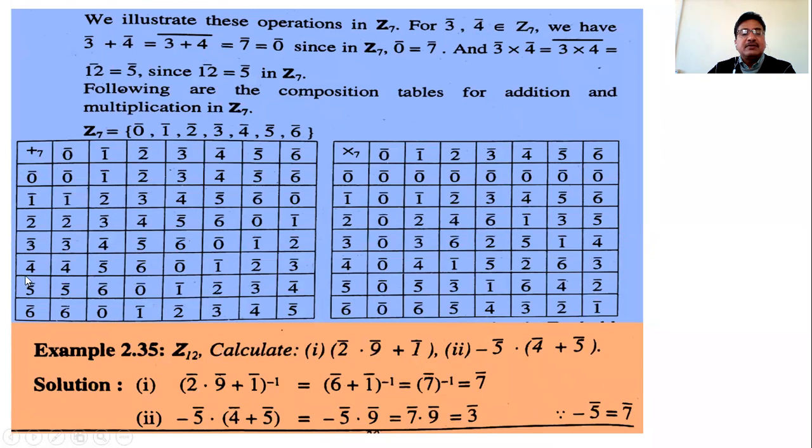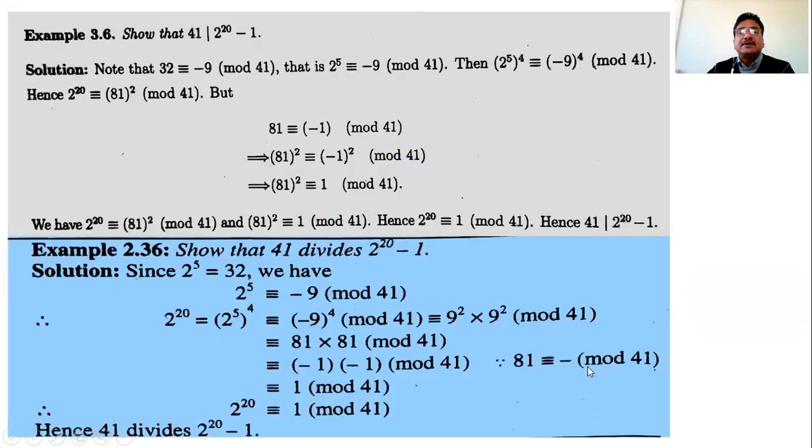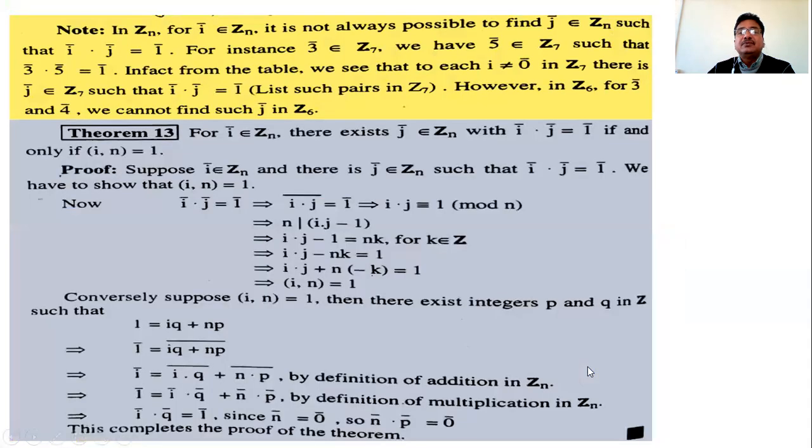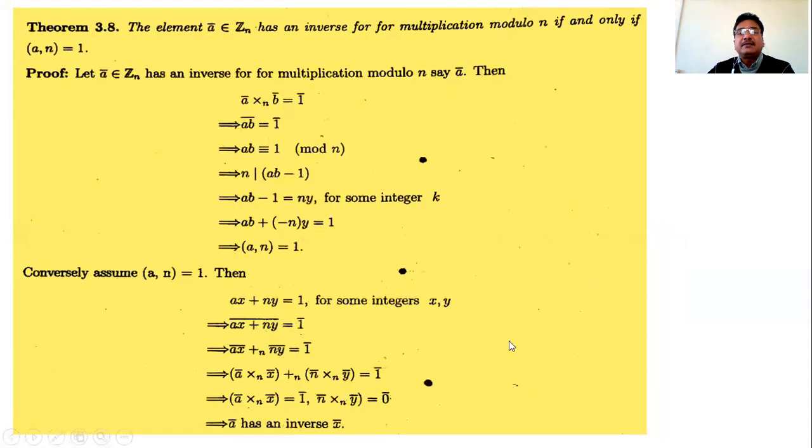Like this, in Z7 the additive inverse of 5 bar is 2 bar. So in Z7, minus 5 bar is 2 bar, but in Z12, minus 5 bar is 7 bar. Why? Because 7 bar is the additive inverse of 5 bar, not the multiplicative inverse. So the notation for the additive inverse is minus 5 bar, or minus A bar.